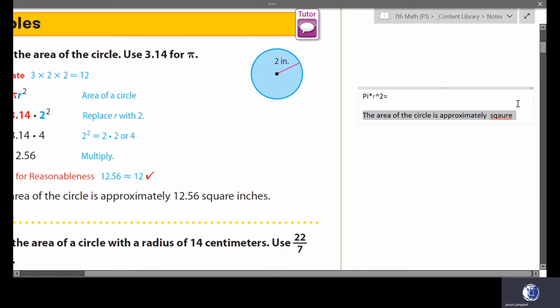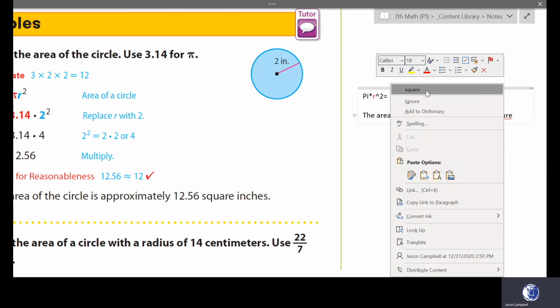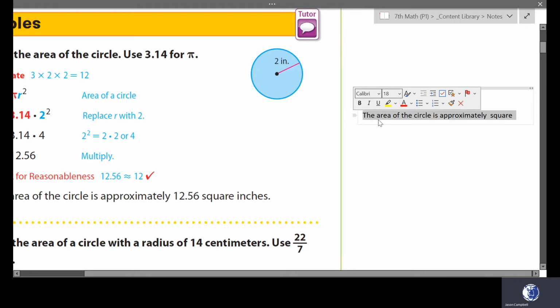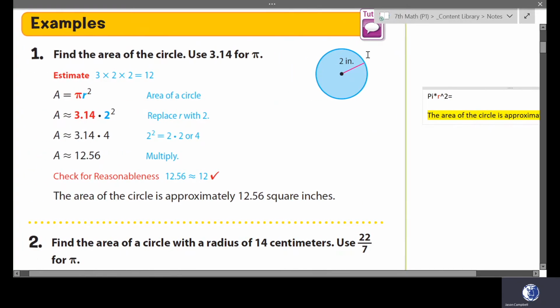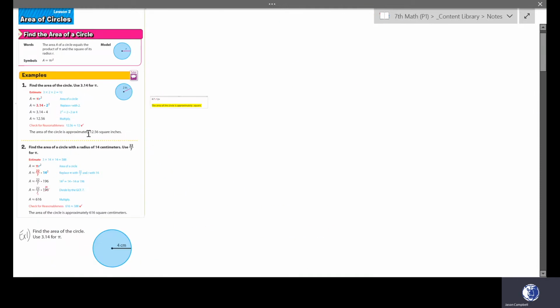We'll highlight this. And then this is our template, so we can copy this and we'll test it. Let's make sure it's working. So if this circle has a radius of 2, we should be able to plug 2 in for r and get 12.56, which we do. So this is working.